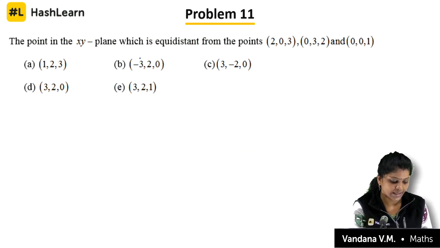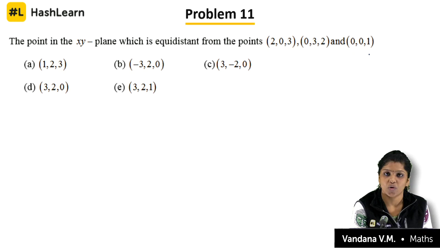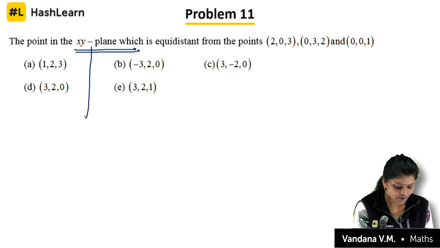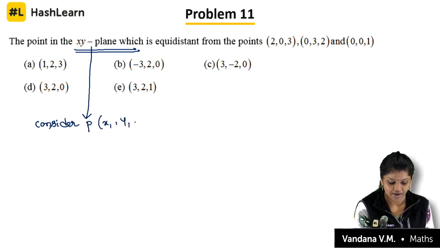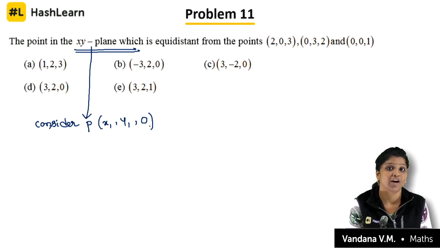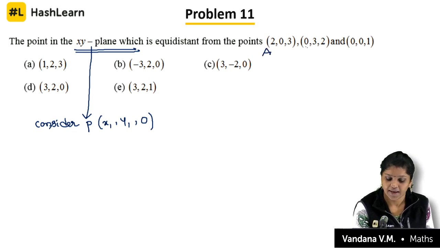The point in the xy plane which is equidistant from these points. So, there is a point. If it is any point on the xy plane, how will you consider it? First, you consider a point P like x1, y1, 0 because it is on the xy plane, isn't it? Z coordinate becomes 0. Now, you take the given points as A, B and C.